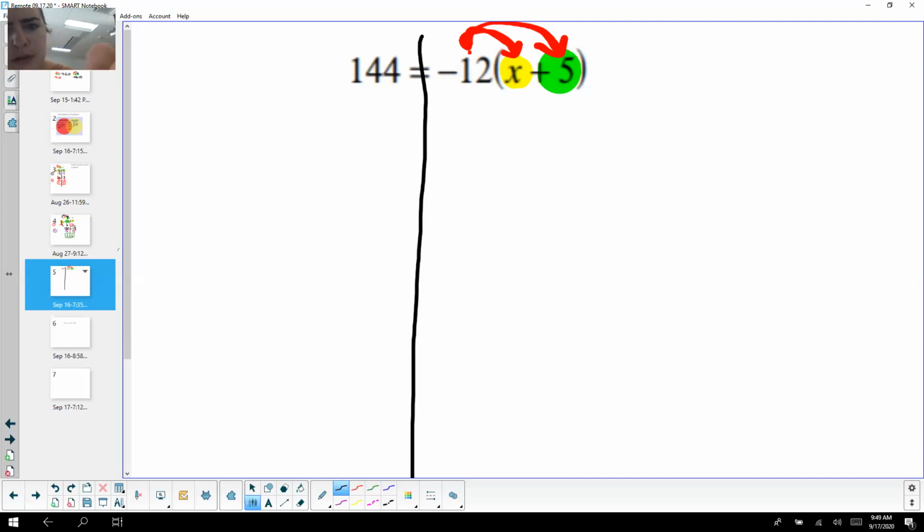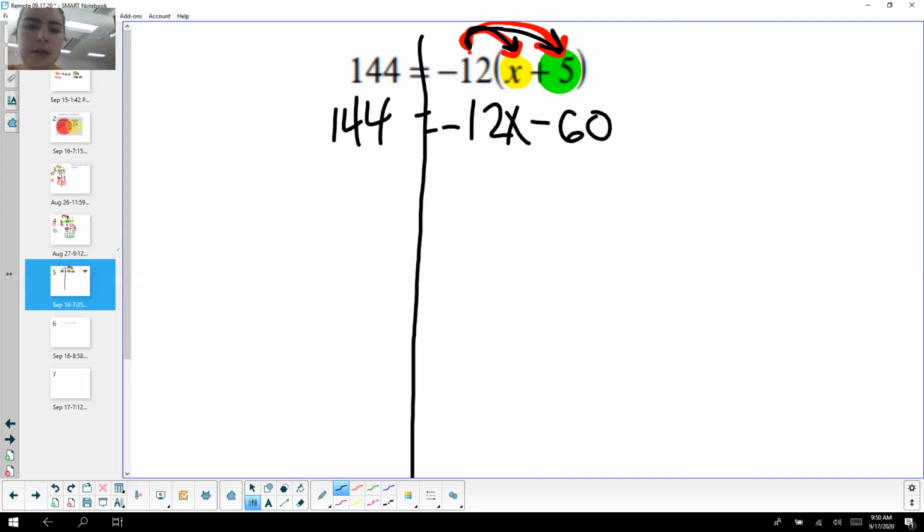I'm going to do this in black. Negative 12 times x is going to give us negative 12x, and then negative 12 times positive 5. Remember to practice putting negatives in your calculator. Negative 12 times positive 5 is going to give us negative 60, equals, and then we haven't done anything to this 144, so I'm just going to keep that how it is.